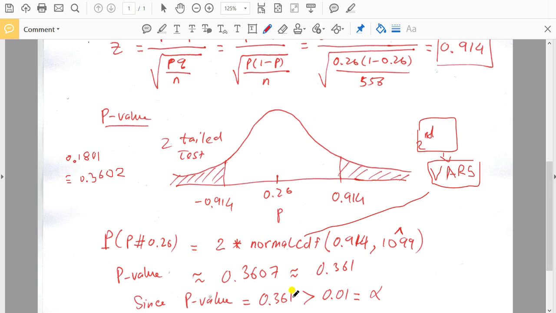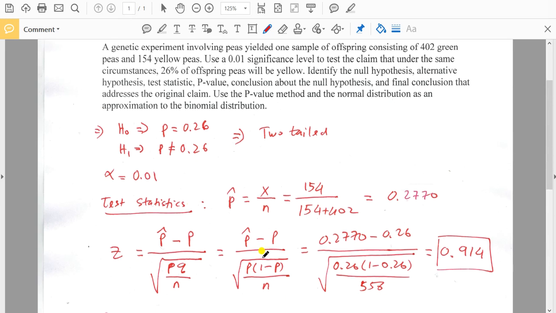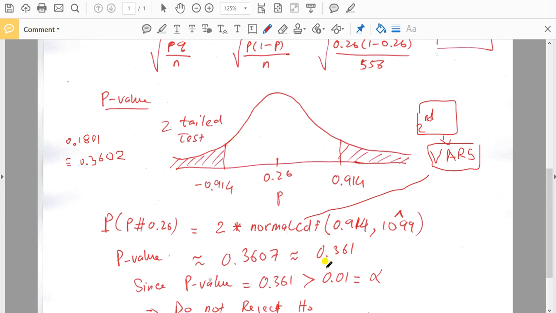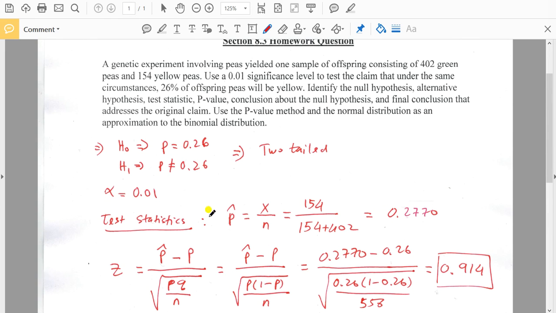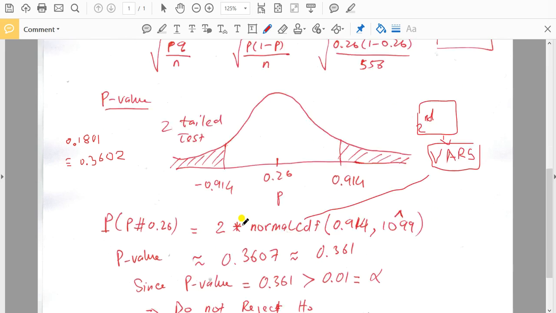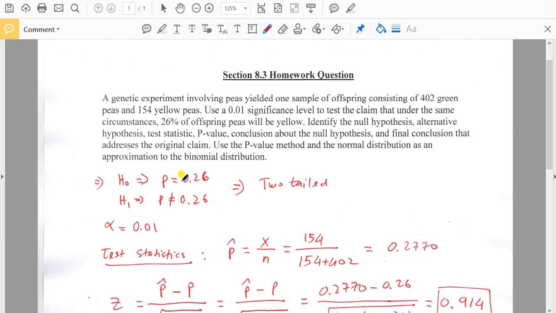After you have the p-value, we are comparing that to the significance level, which is 0.01. In this case, 0.361 is bigger than alpha. If the p-value is bigger than alpha, we do not reject the null hypothesis, or we do not reject the thing we are testing right now. Okay, so we do not reject H0, or we don't say that this is not correct, so we don't reject it.